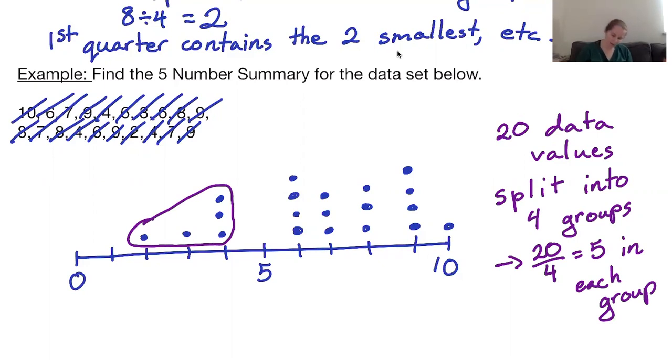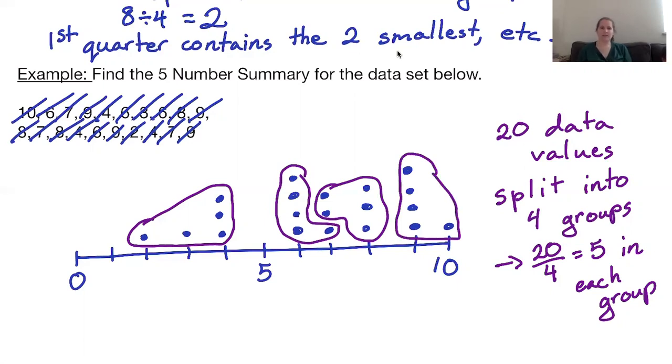Our next 5 dots, we will include all of the 6s and 1 of the 7s. Our next 5 dots will include the remaining 7s and all of our 8s. And our last 5 dots are all of our 9s and the 10. So we have essentially our first quarter of data, our second quarter, our third quarter, and our fourth quarter.